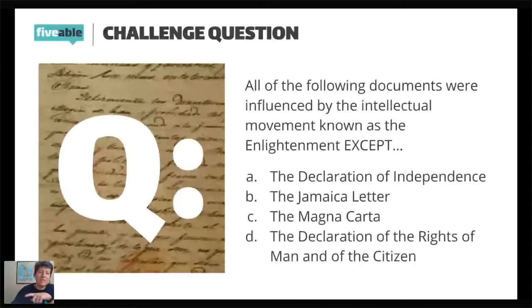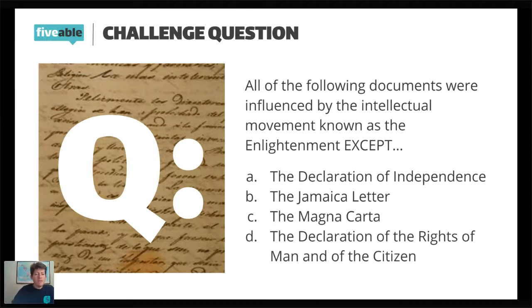Which of these was not influenced by the Enlightenment? All right, let's see. Got a couple of answers, Ching Long and Judy. I hope I'm not murdering your names there, but I want to give you a shout out for popping a question in and taking a stab at this one. All right, so here we have the options: Declaration of Independence, Jamaica Letter, Magna Carta, and the Declaration of the Rights of Man and Citizen.